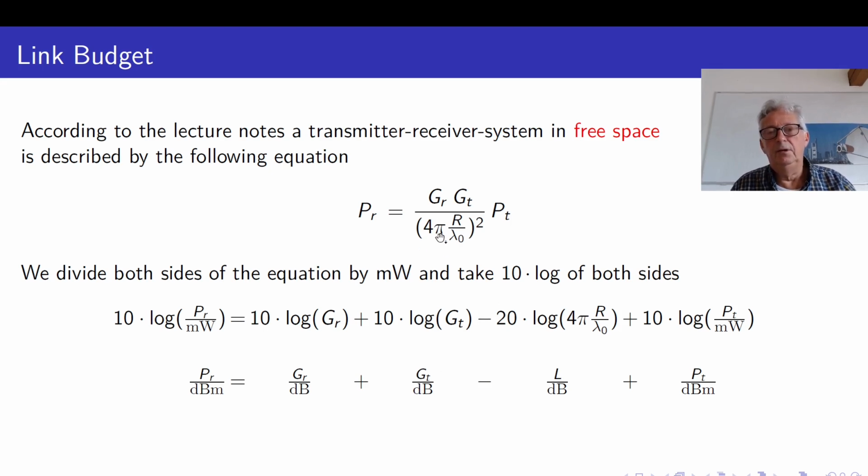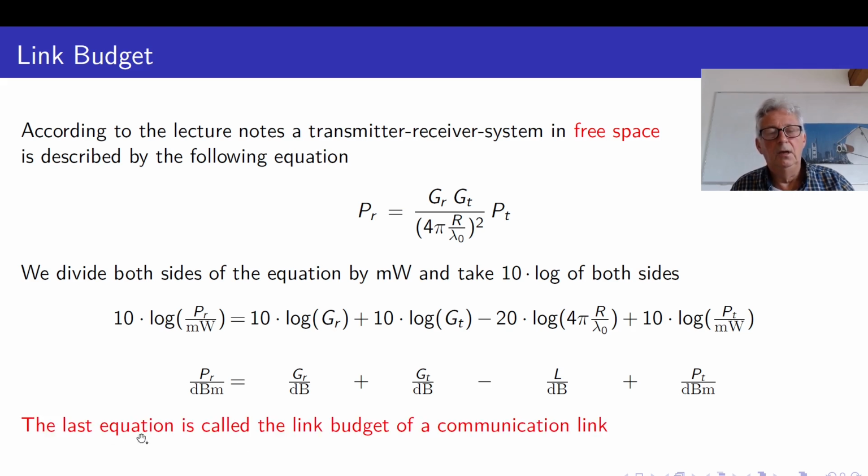And a little bit different is this term here. It's 20 log times the denominator. And because of its denominator, we have here a negative sign. And because of the square, we have here 20. And in the last equation, we have 10 times log P with reference to 1 milliwatt. And this is nothing else but the definition of PT in dBm. And the whole thing is called the link budget of a communication link.